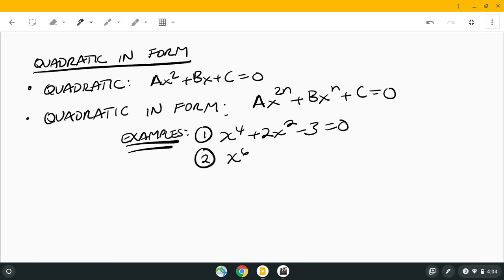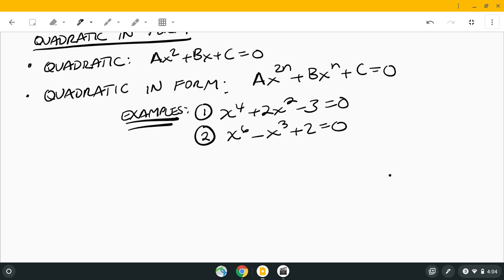This one, x to the 6th minus x cubed plus 2 equals 0. Not a quadratic, because remember, quadratics are degree 2, but it is quadratic in form because this is twice as much as that one. And another example: x plus x to the 1/2 minus 1 equals 0. This is also quadratic in form because this is an exponent of 1, and 1 is 2 times 1/2. So all 3 of these are examples of quadratic in form.